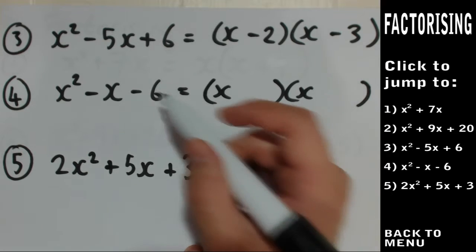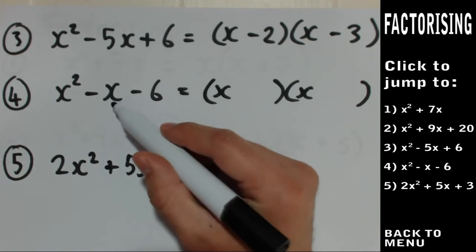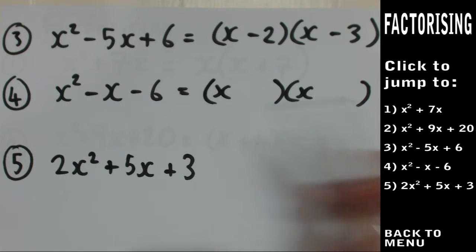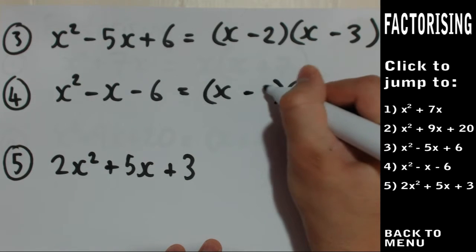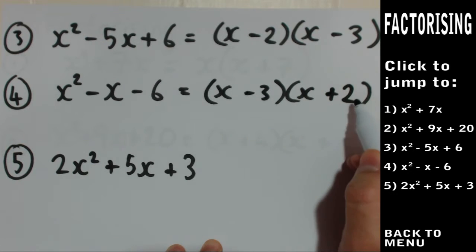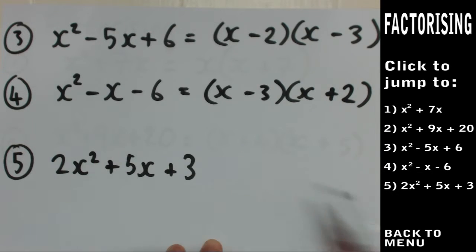So 2 times 3 is 6, but because it's minus 6, it means one of them's got to be negative. So it's either going to be minus 2 and a positive 3, or a minus 3 and a positive 2. Well, when you add them together, which one of those combinations gives you minus 1? Is it minus 2 and positive 3? Well, minus 2 and positive 3 gives 1, and that's negative 1. So it's got to be the other way around. It's got to be a negative 3 and a positive 2. Okay, and you can test it. Minus 3 times 2 is minus 6, and minus 3 add 2 is minus 1.